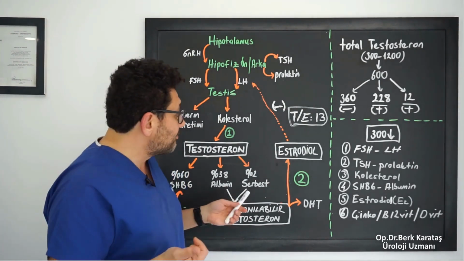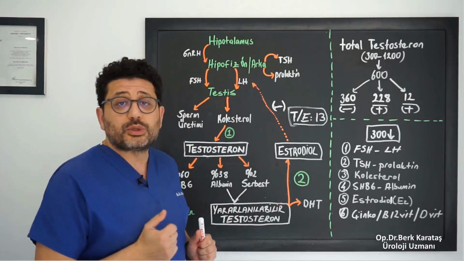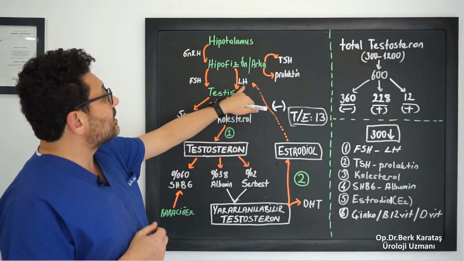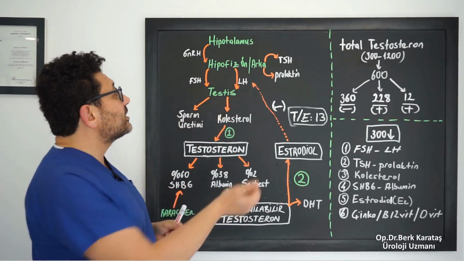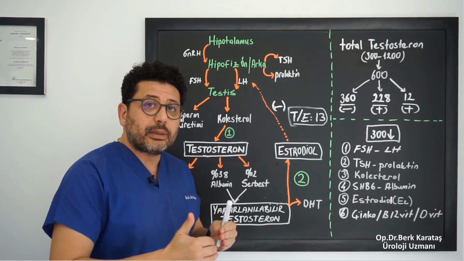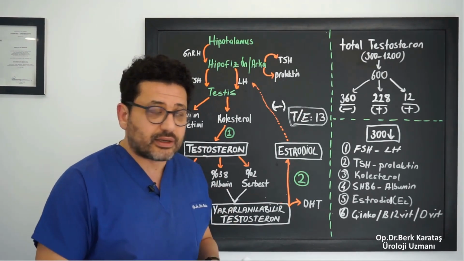So what can be done? The conversion of testosterone to estrogen can be prevented. Zinc can be increased, etc. Let's say that LH secretion has decreased. Then external LH can be applied. This could be the place. So a treatment can be applied based on an error here.